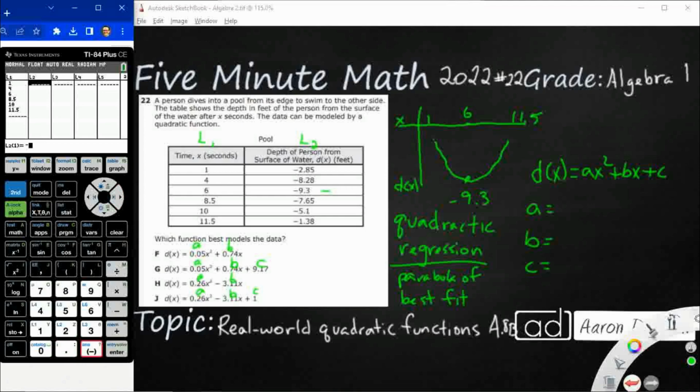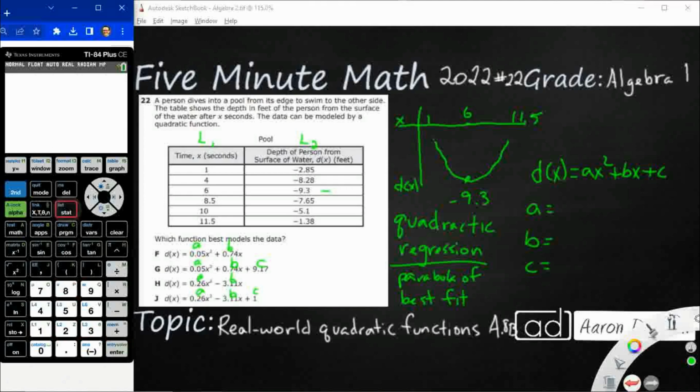Now we have to make sure we get our negatives: negative 2.85, and then negative 8.28, and then negative 9.3, and so on and so forth. You just plug it in. Let's make sure that's a negative 7.65, negative 5.1, and then negative 1.38. All right, we've got our two lists. We can double check to make sure they work.